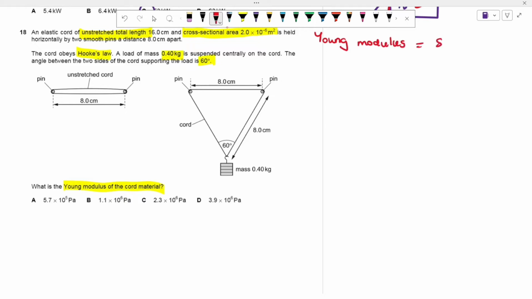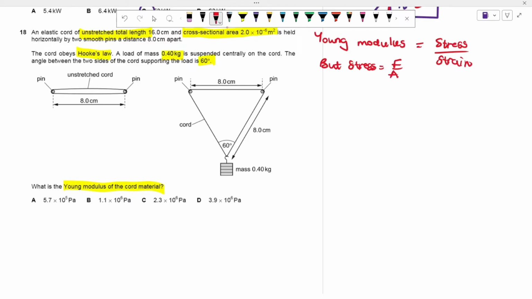Young modulus is basically your stress divided by strain. This is where we start. What do you know? I know that my stress is basically my force over my area. So when a wire is under stress, it's not like humans when humans are stressed out. This is when a wire is stressed.